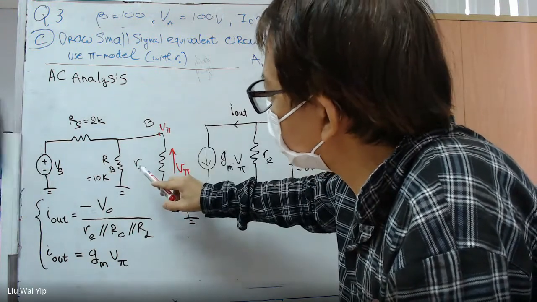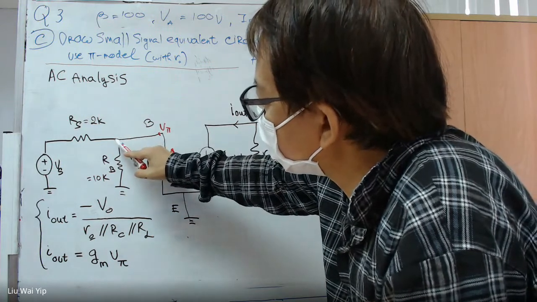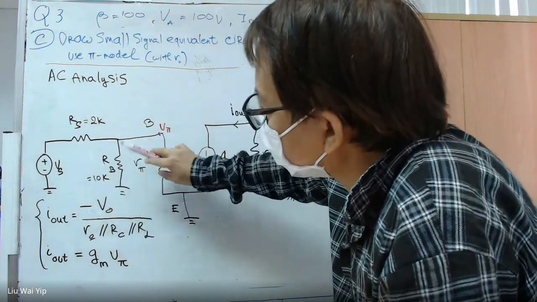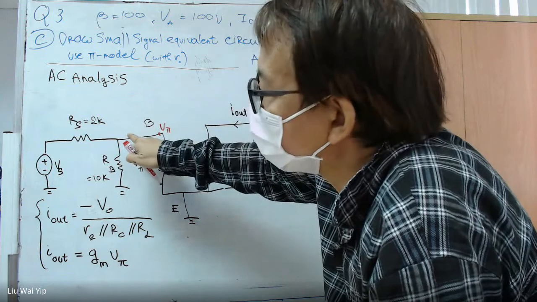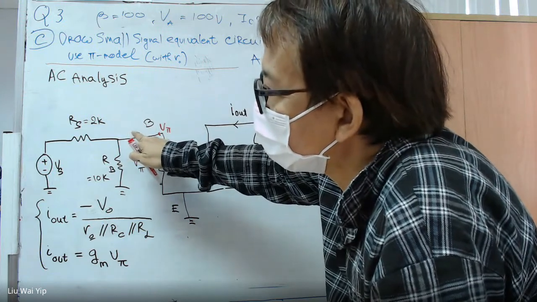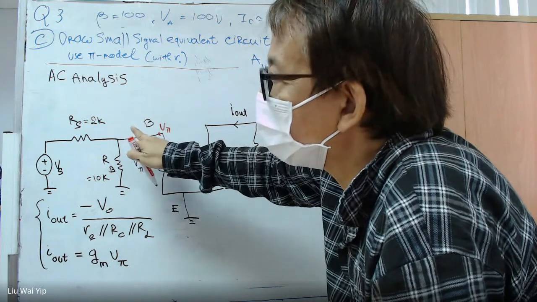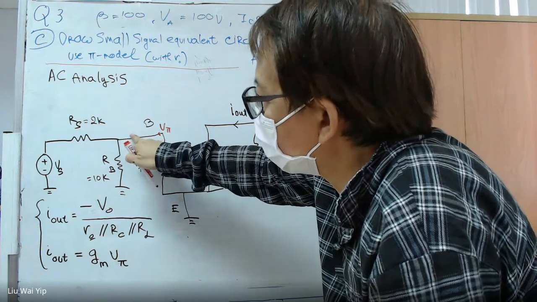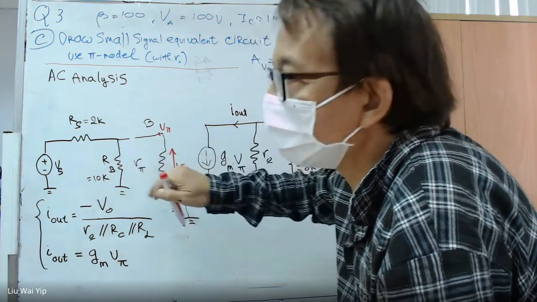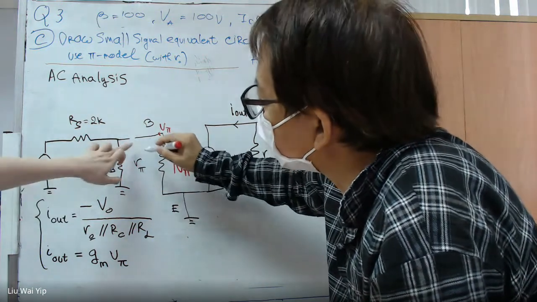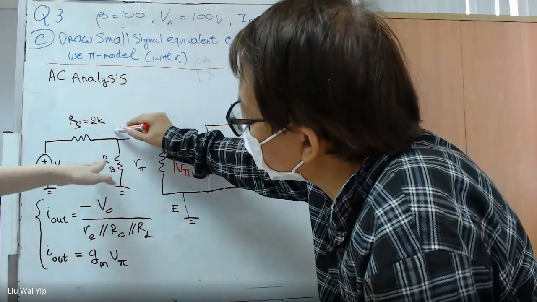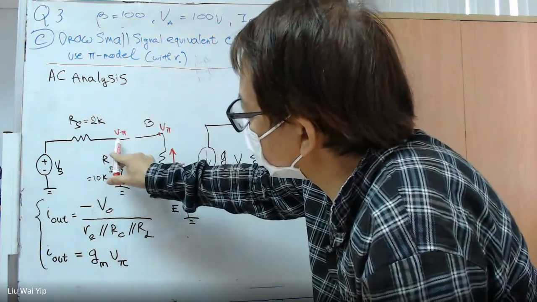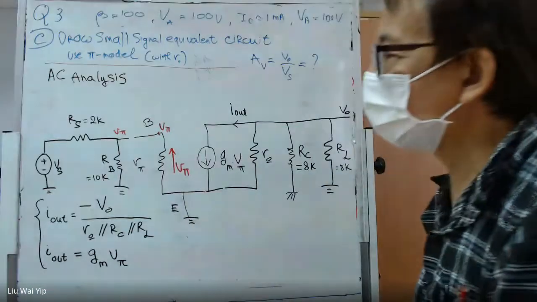So there are two options. We can express V pi assuming that IB, the current at the base, is almost zero, extremely small. So literally speaking, we can treat this as an open circuit. Then the voltage straight here is V pi. So can you use the voltage divider to express V pi in terms of Vs?